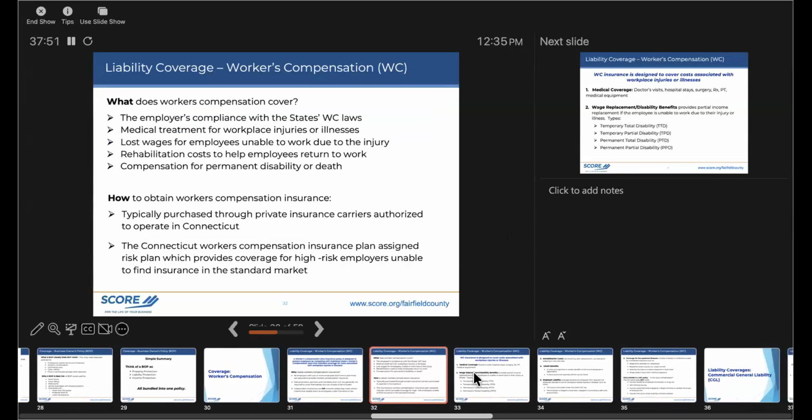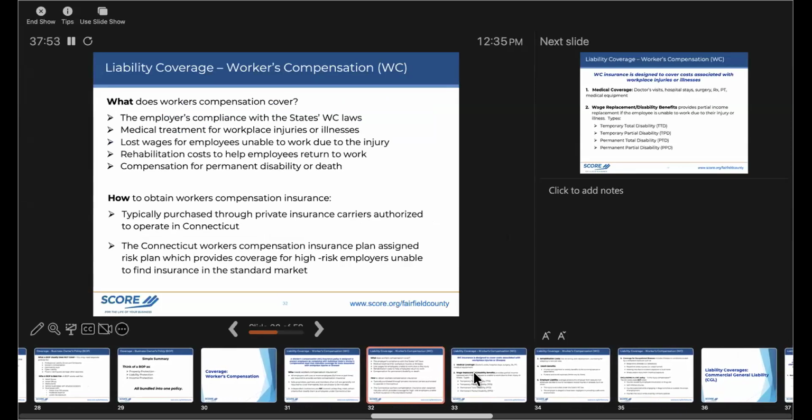What does workers' compensation cover? So, top of the line, the employer's compliance with the state's workers' comp laws. Now, keep in mind, every one of our 50 states has their own set of workers' compensation laws, and a workers' compensation policy, whereby you name the state you're operating in, would cover the requirement in any state that you're doing business or operating. Okay? Medical treatment for workplace injuries or illnesses, lost wages when unable to work during their injury, rehabilitation costs to help employees return to work, compensation for permanent disability or death.